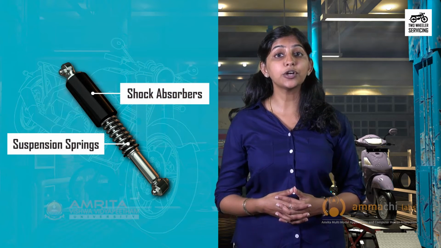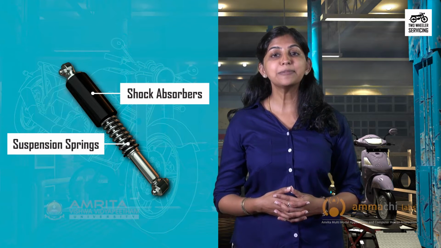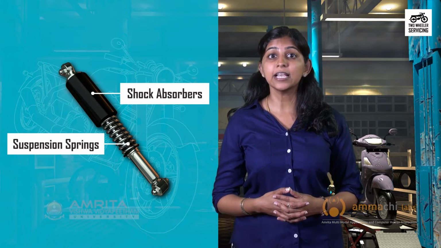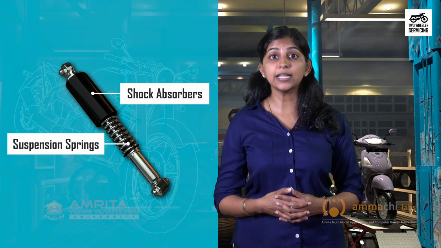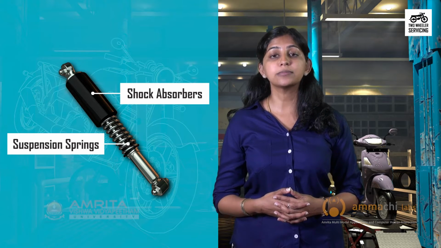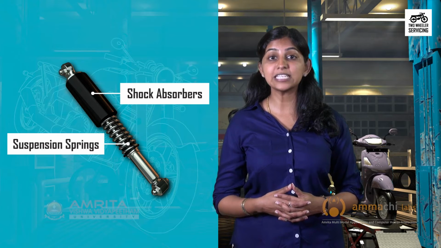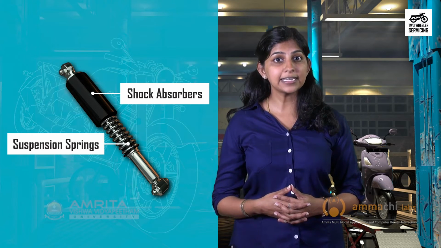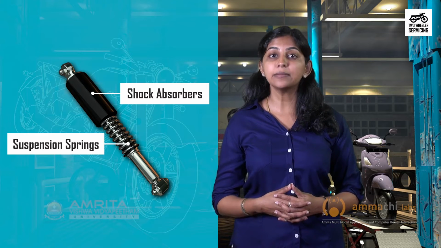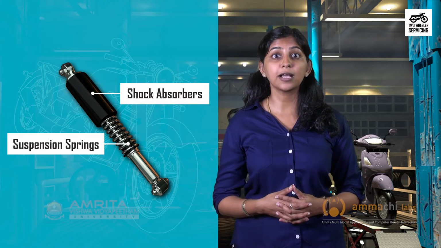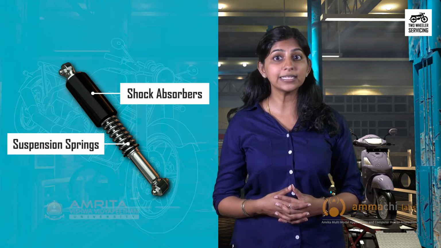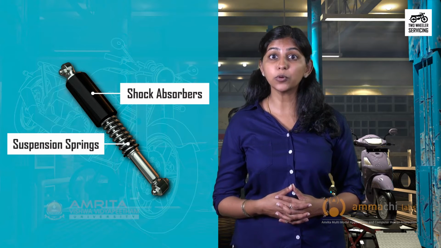The main components of a suspension system are suspension springs and shock absorbers. A suspension spring is a mechanical device typically used to store energy and subsequently release it to absorb shock. The shock absorbers are the most important part of the suspension system. They connect both wheels to the frame and minimize the amount of shock being transmitted to the frame while riding. They are present in both front and rear suspension.